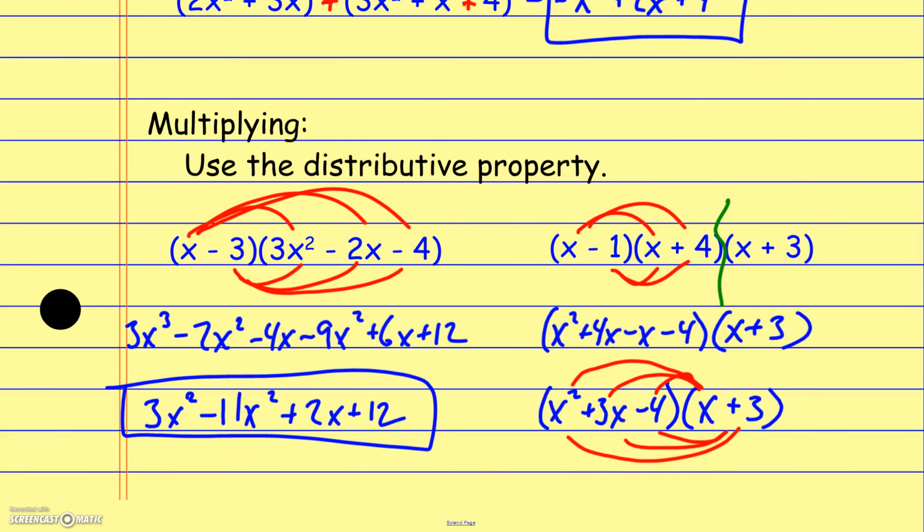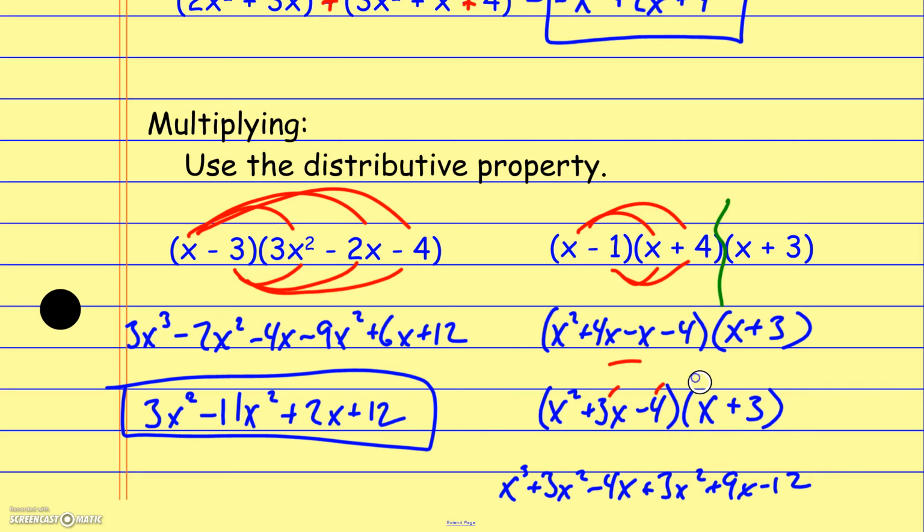And so when I do that, I end up with an x cubed plus 3x squared minus 4x plus 3x squared plus 9x and a minus 12. And now from here I have to combine like terms. And it looks like I've run out of space here, so let me clear some of this, give myself a little bit more space and move some things around.